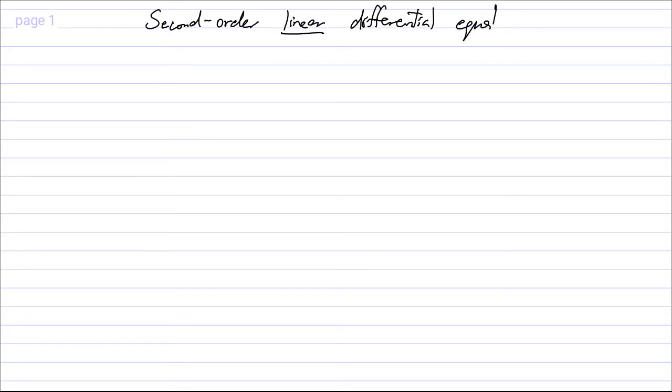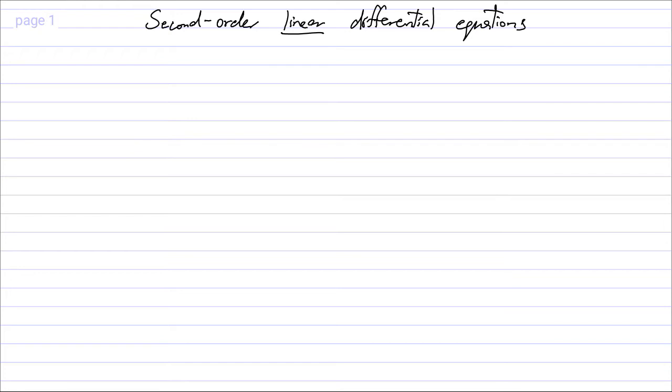Okay, so now let's talk about second order linear differential equations. Okay, so second order linear differential equations, ordinary differential equations, of course.